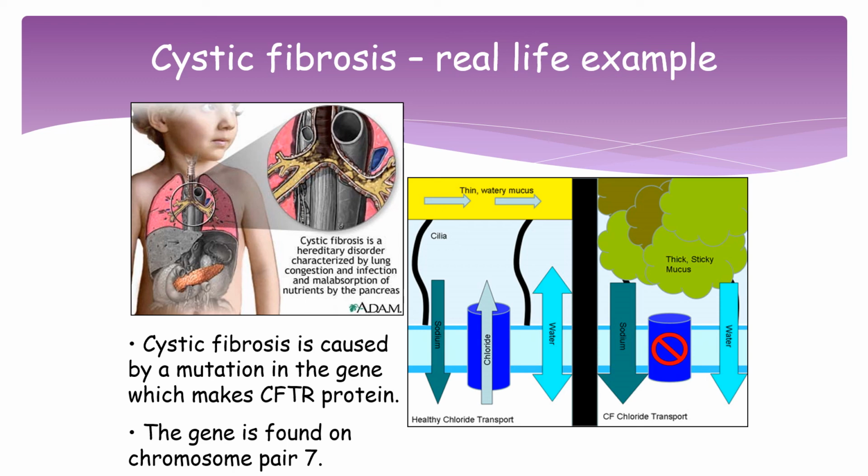So in cystic fibrosis, you've got a mutation in the gene which makes the CFTR protein. So the gene's found on chromosome pair 7. So basically this channel here doesn't work. And when this chlorine ion channel doesn't work, then the water can't get in. So you have a buildup of thick, sticky mucus and you've got more sodium ions getting out as well.